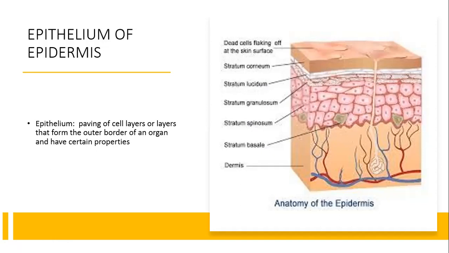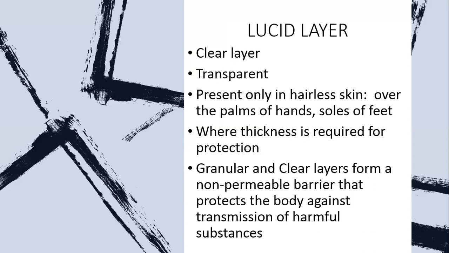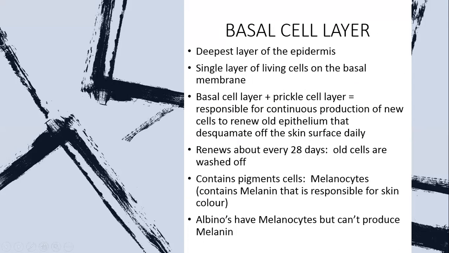So in thick skin, we will have all 5 layers present. In thin skin, we will have only 4 layers present. We said that the lucid layer is only present in hairless skin. So the lucid layer is the layer that won't be present then.